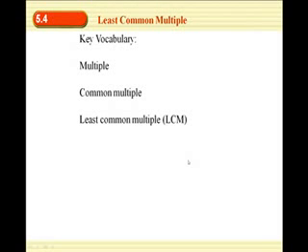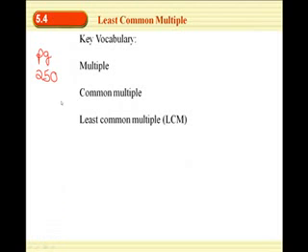For least common multiple, page 250 in your book. So let me get my pen going here. Page 250. You need to make sure that you're following along in the book. Sometimes I point out some important things, and there's some important examples, so please follow along.